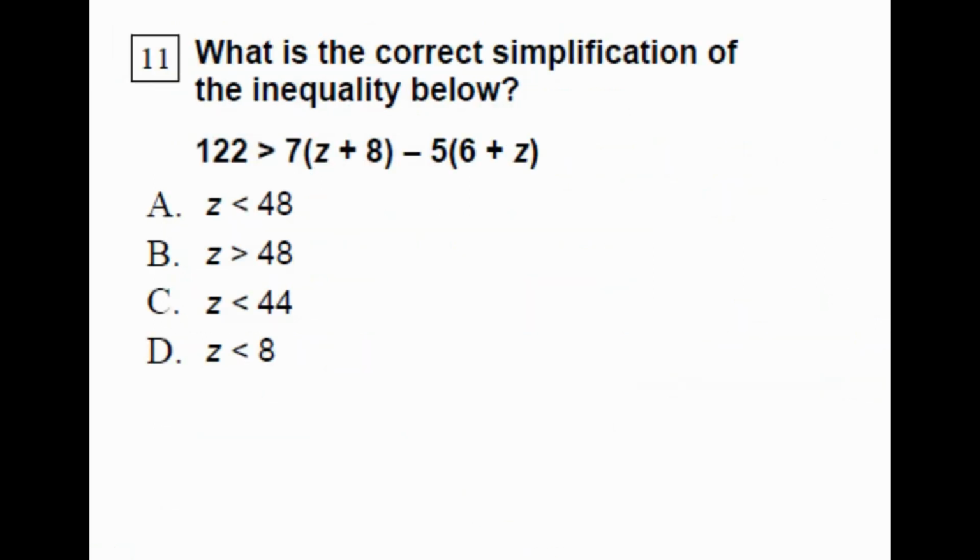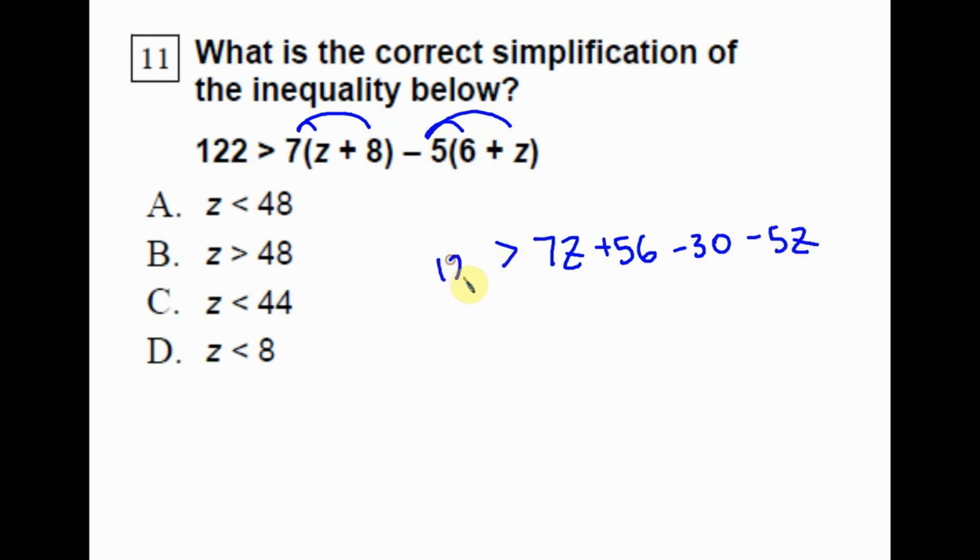Number 11, what is the correct simplification of the inequality below? In order to solve the inequality, first you're going to simplify as much as you can and just pretend that this is your equation. So the first step is when I distribute, I'll get 7z. 7 times 8 will be positive 56. The next number is when you multiply negative 5 with 6, you will get negative 30. Negative 5 times z will be negative 5z.